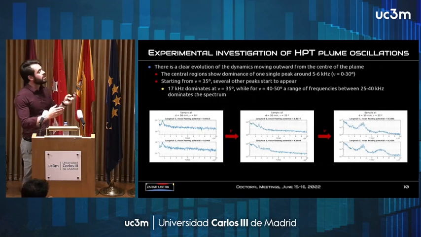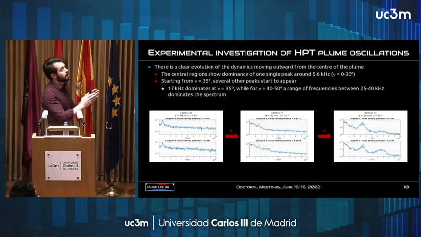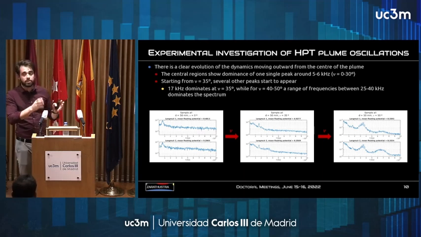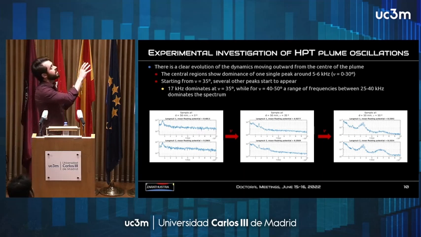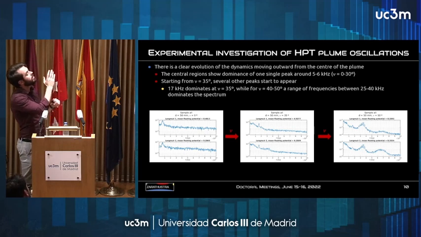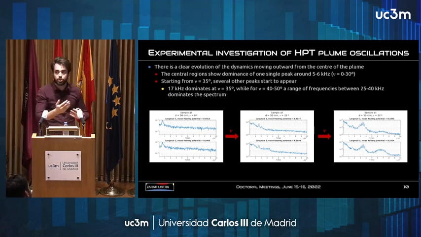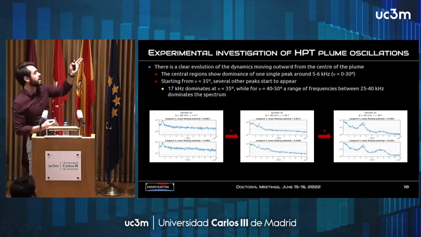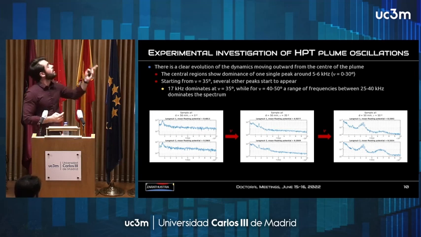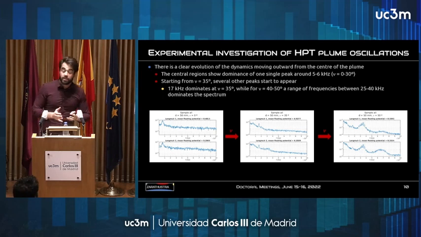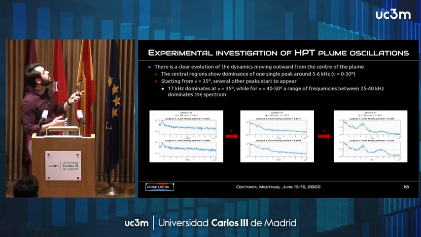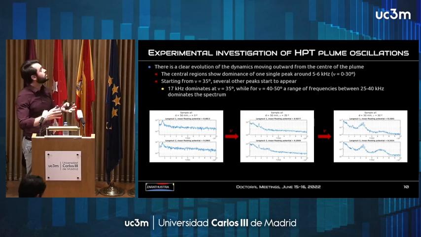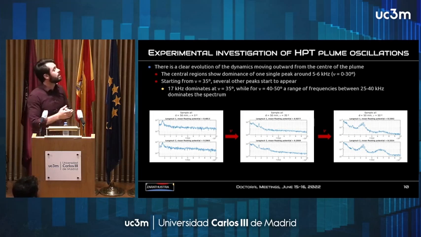This is what we see in 3 different positions. This is the same axial position, but 3 different angles. You see that these are the PSDs, the Fourier transforms. By moving radially outwards, there is an evolution of the spectrum. The first spectra are kind of similar and show one oscillation below 10 kilohertz, namely at 6 kilohertz, which is dominant all throughout the center of the plume, from theta equal to 0 up to theta equal to 30, more or less.